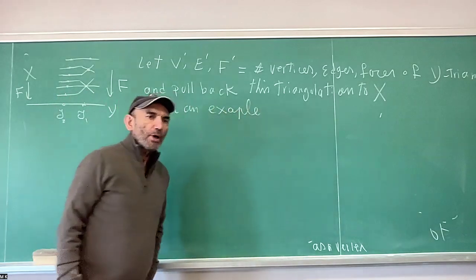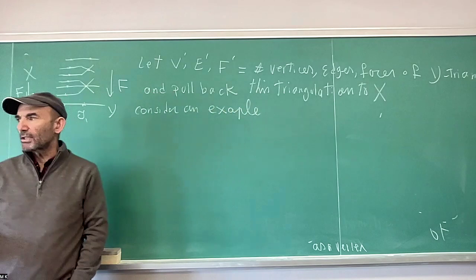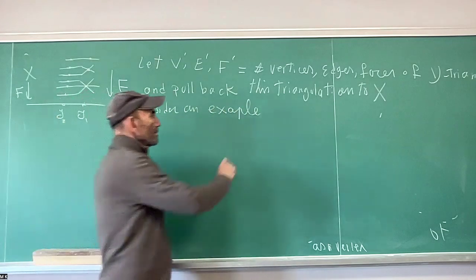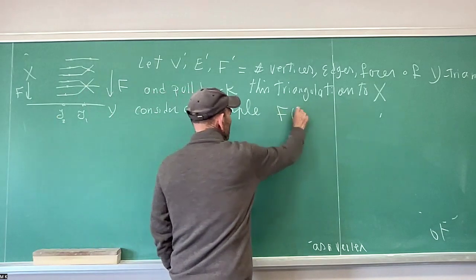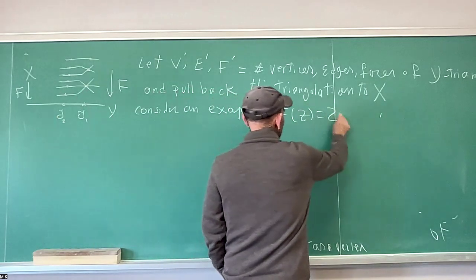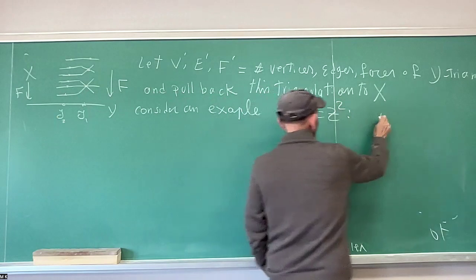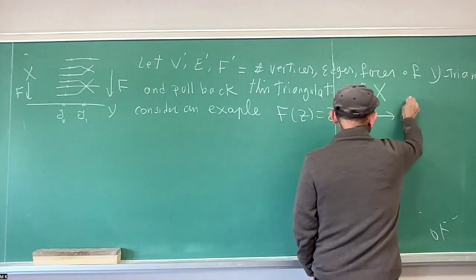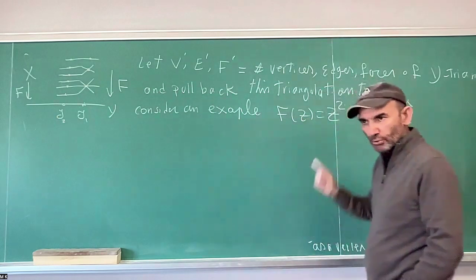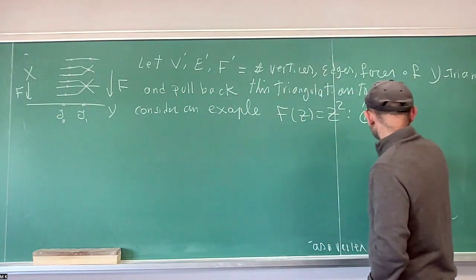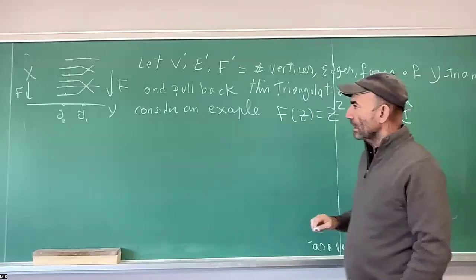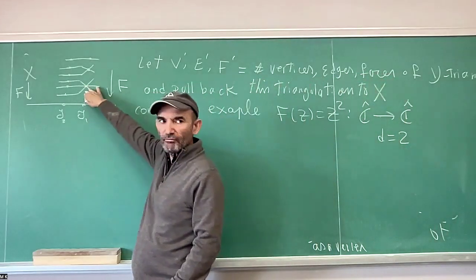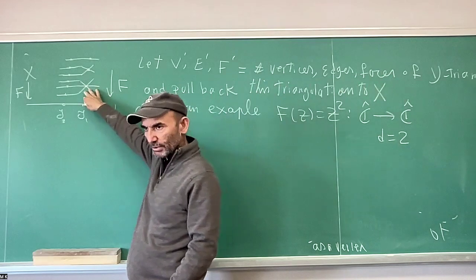So the simplest example I can give is the map f of z equal to z squared from C hat to C hat. Of course, this is a degree 2 map. And let's choose a triangulation for the base and see if we pull back, what do we get upstairs?